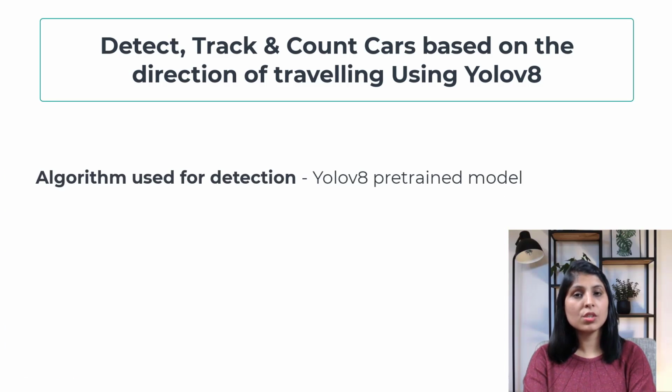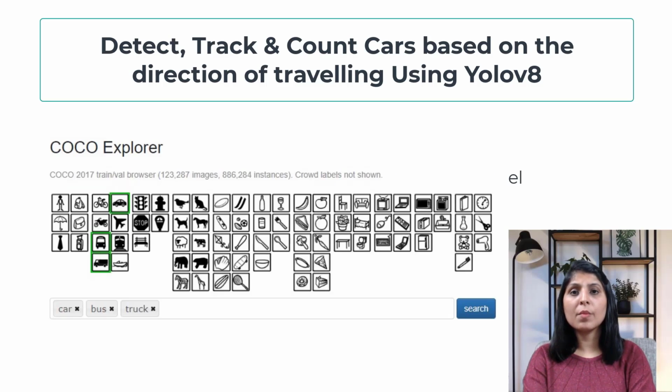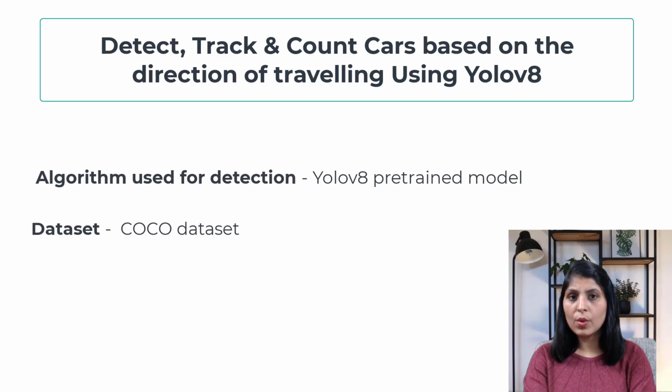Okay, and guys, for today's class I'm not training the model, and we are just using the pre-trained YOLOv8 model, which is trained on the COCO dataset. And the COCO dataset has various classes and some of them are car, bus, truck. So we will use the YOLOv8 pre-trained model to perform detection, and then we'll track and then count the objects.